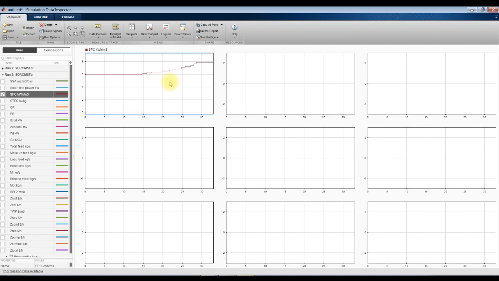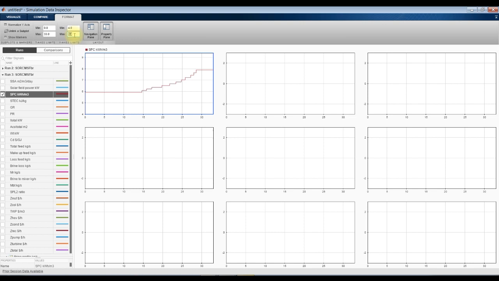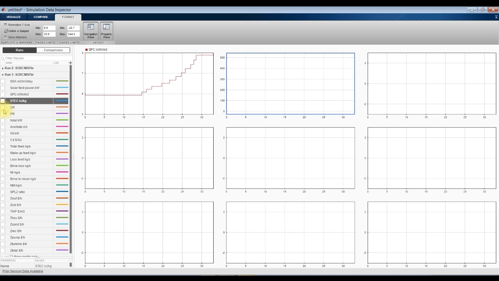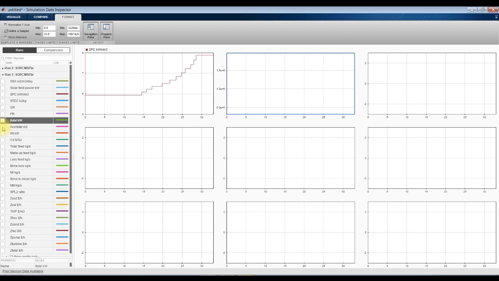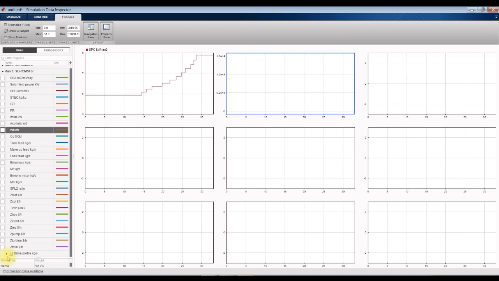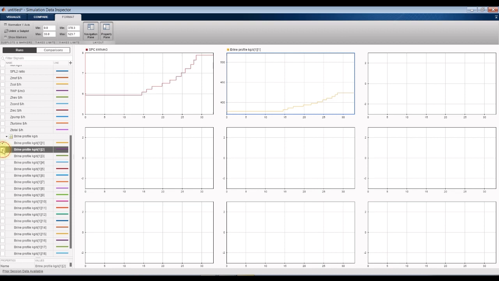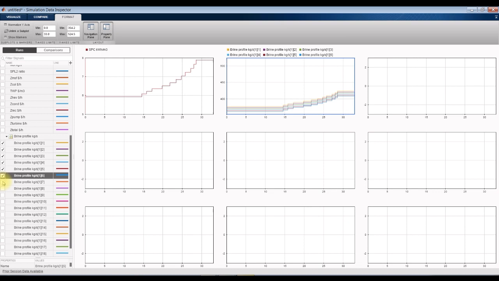I'm trying from 4 up to 8. Make it from 5. Yes, this is a change in specific power consumption regarding the change to the brine blowdown temperature. Yes, gain ratio, performance ratio, total exergetic rate. We need to discover the brine profile. Let's see the brine profile, stage by stage. As you can see here, there are many changes here.